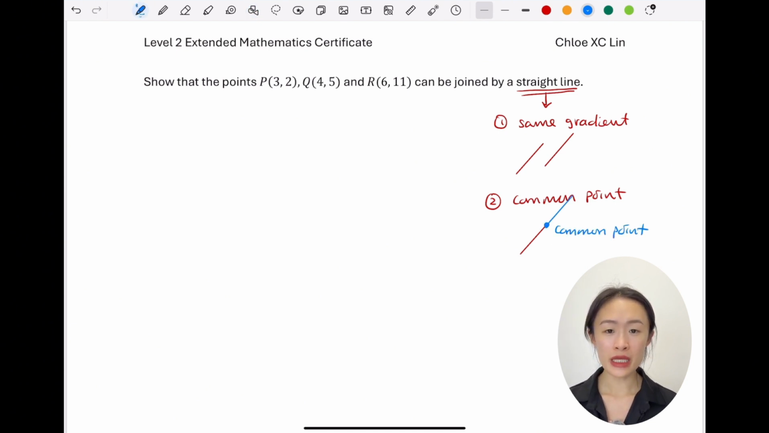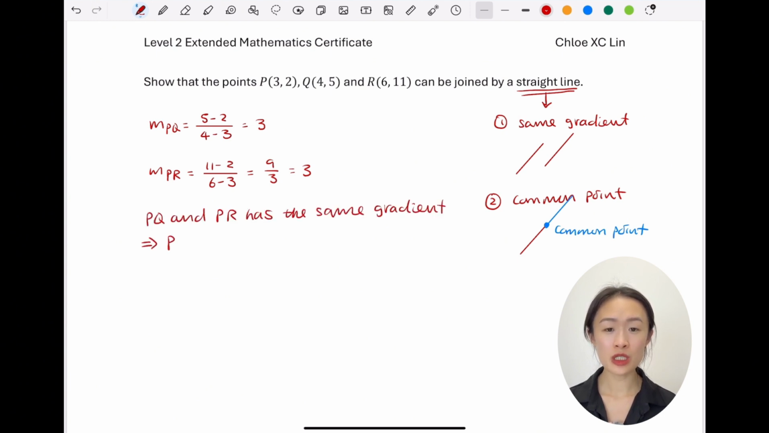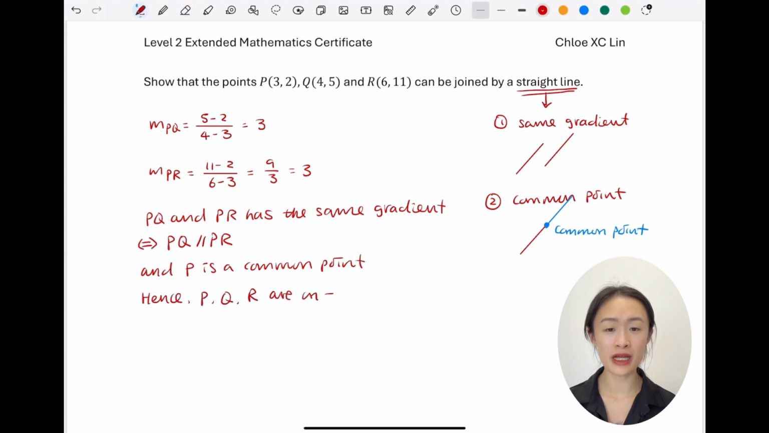So what we needed to do is find the gradient of PQ, and we can see that the gradient is 3. We also needed to find the gradient of PR, and we can see that the gradient is 3 as well. Now, you don't have to do PQ and PR. You can do QR, you can do RP. It doesn't matter. In the end, you should end up with the same gradient. What we needed to say next is PQ and PR have the same gradient. And that means PQ and PR are parallel to each other. Now, this symbol means parallel. And we know P is the common point. Therefore, we can say PQR can be joined by a straight line.